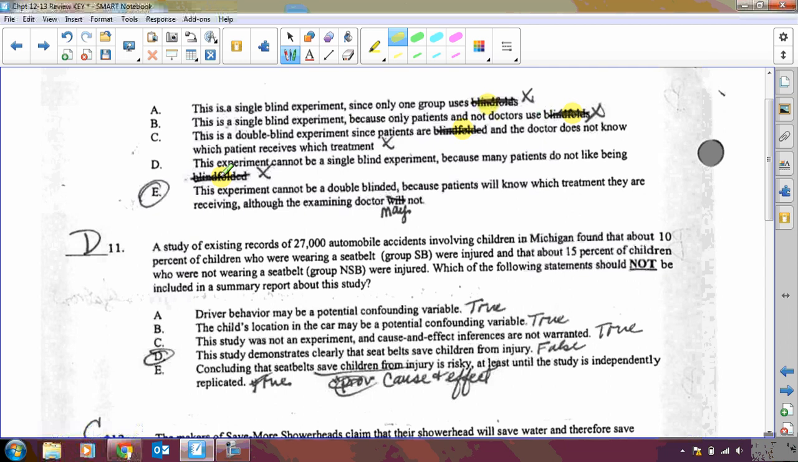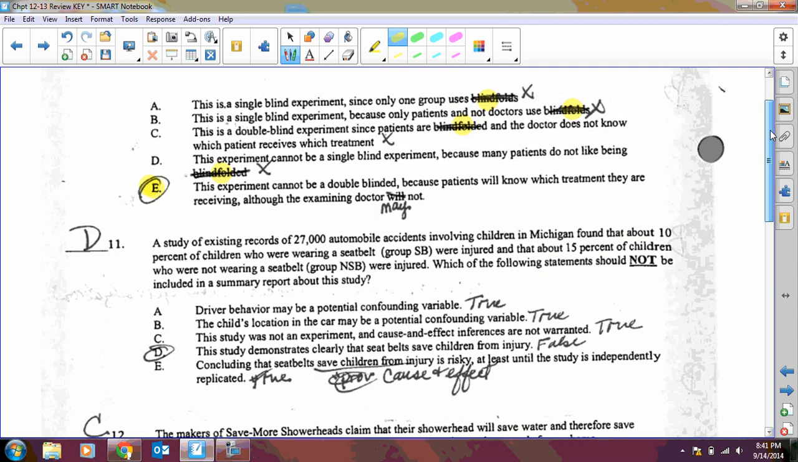Therefore, this experiment cannot be double-blinded because the patients will know which treatment they are receiving, even though the doctor may not. Okay, so it can't be double-blinded because the patient will know if they are taking the pill or doing the exercise, whichever that was.